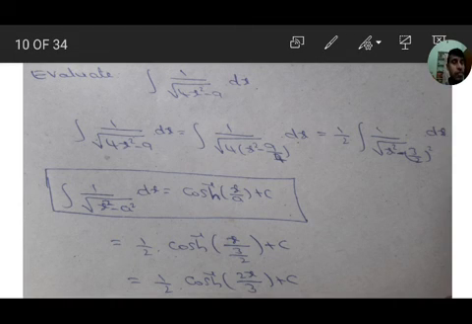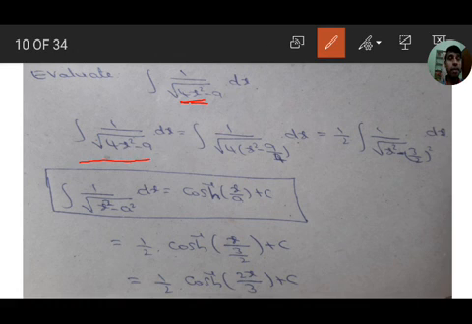Integration 1 by square root of 4x square minus 9 dx. In the 9 standard formulas, we have x square coefficient is 1. But here x square coefficient we have 4. So we have to take 4 common first, then apply the formula.